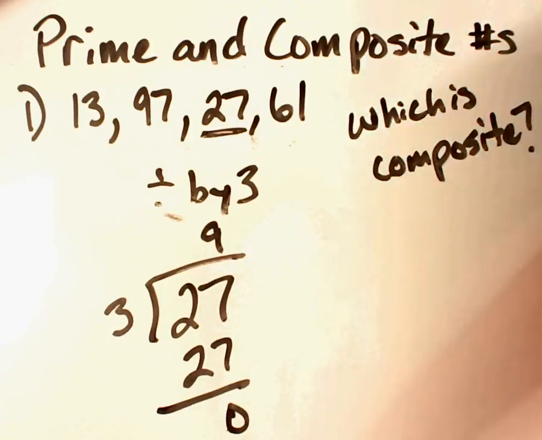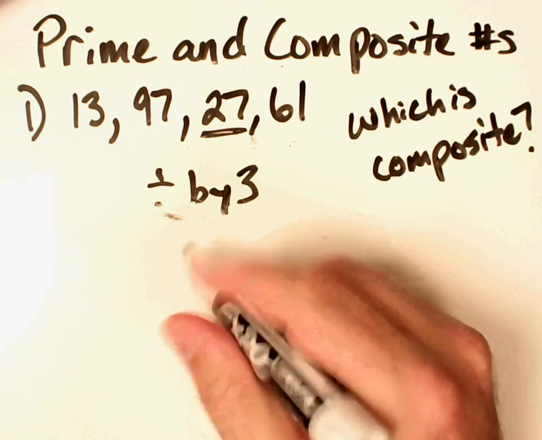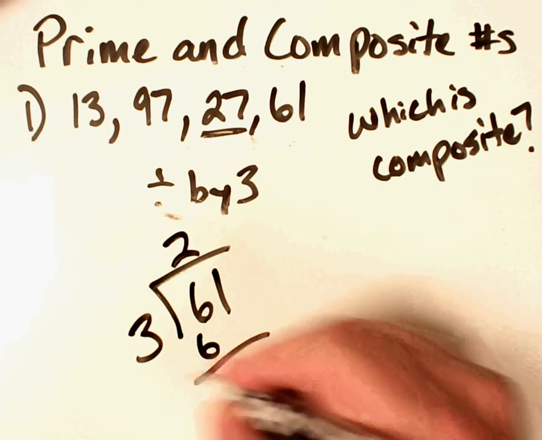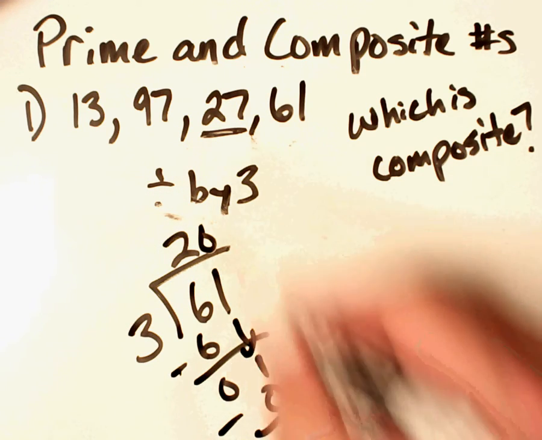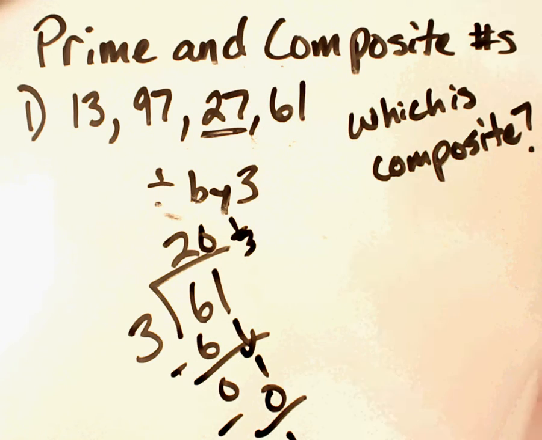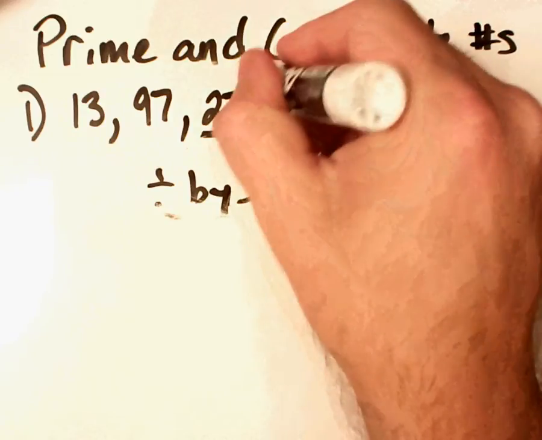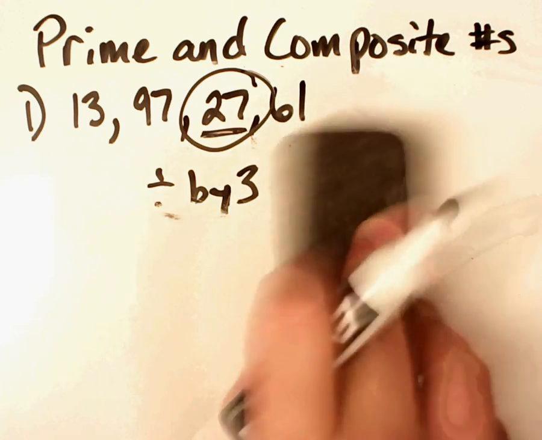All right, let's go ahead and do 61 just to complete the process, just to make sure I haven't made a mistake here. So 61 divided by 3. And so again, I'm going to end up with a remainder, so that doesn't work. So my answer for this first problem would be 27. I know 27 is composite because I can multiply 9 times 3. Okay? All right, let's go on to number 2.